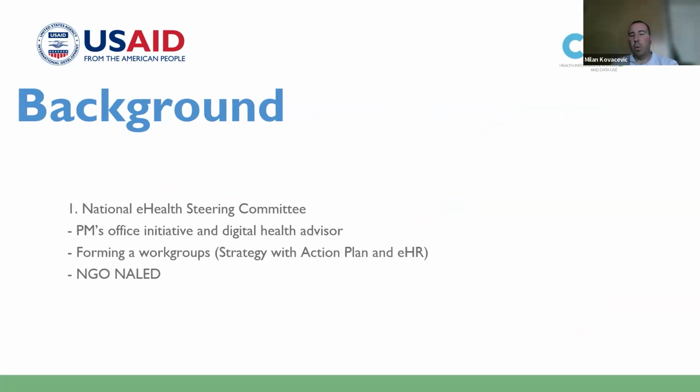In order to better support the overall digitization process, Serbia started work on the development of an e-health strategy and action plan with the support of strategic partners to the government. The Prime Minister's Office established a National e-Health Steering Committee, which was chaired by the Prime Minister and co-chaired by the Ministry of Health in Serbia. That happened back in January 2021. CISU in Serbia started on the Prime Minister's initiative together with the US Ambassador.